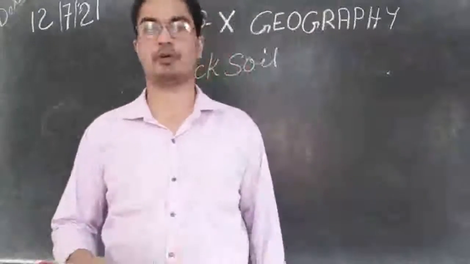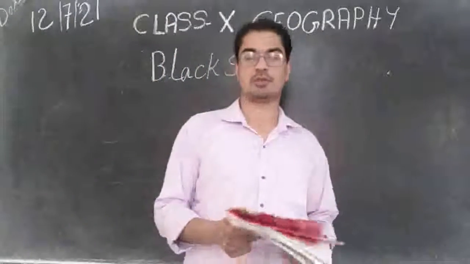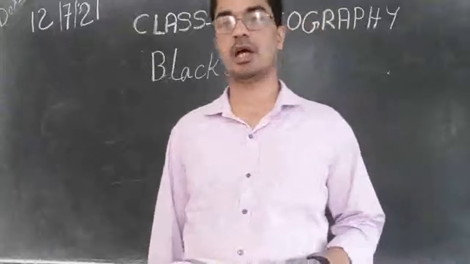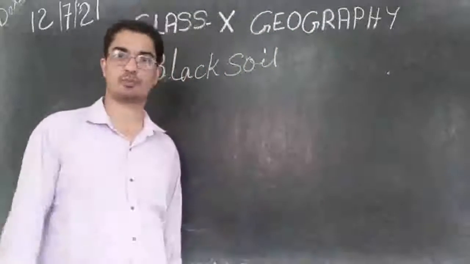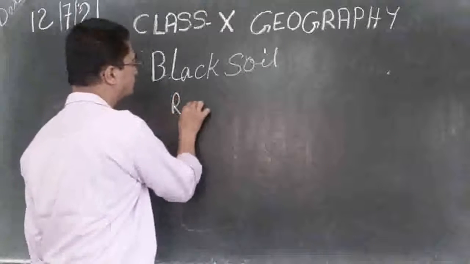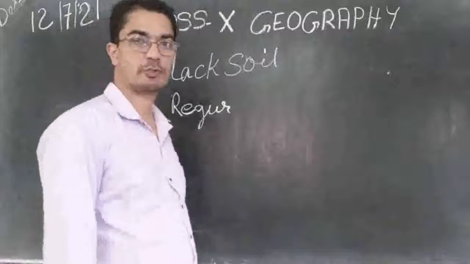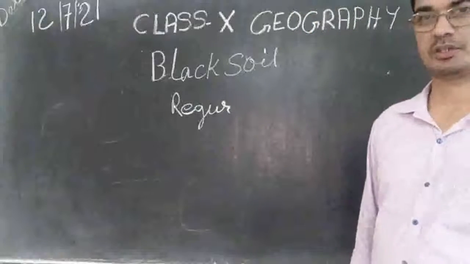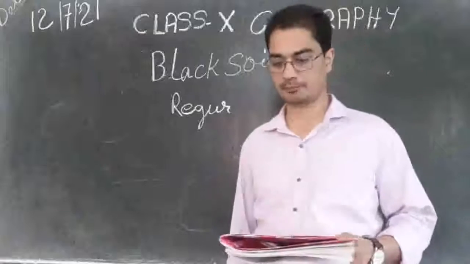So you can take your textbook page number 8. These soils are black in color and also known as regur soils. Another name for this black soil is regur soil. So remember what is regur soil. If they ask the question, you should not get confused. It is the same as black soil.